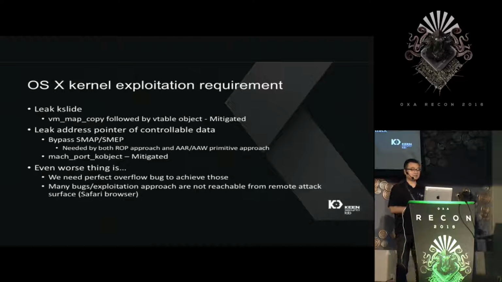So let's look at the kernel exploitation requirements in OS X. First, of course, you need to leak the KASLR slide so that you can bypass KASLR. Currently, Apple has done a lot of mitigation on it. Also, you need to leak some address pointers of controllable data. This was previously done by the mach port kobject, but this was also mitigated actually before Capitan. And even worse, we actually need a very perfect bug to achieve those.